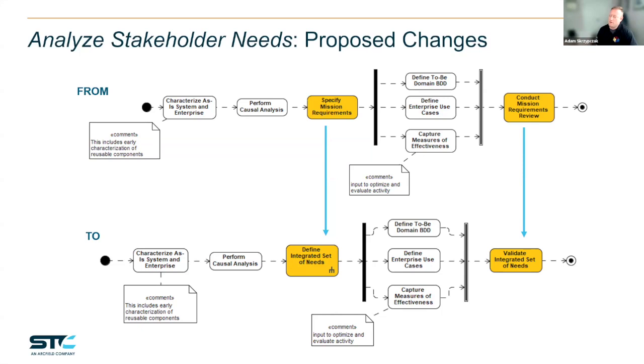And that validation would include some of the follow-on products to that. So like the domain BDD, which is there to help establish, say, the context for the problem that you're trying to solve. Your enterprise use cases, which help cover some of the main goals and use cases of the system that you want to build. And also those measures of effectiveness, or those objective measures of the system of goodness that would be important to that customer. So those are the main changes to this top level process.